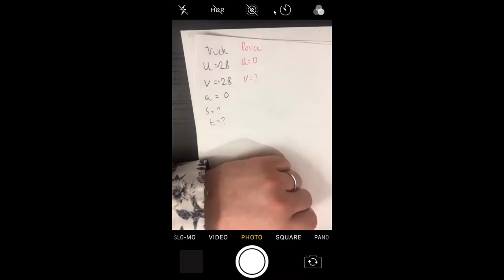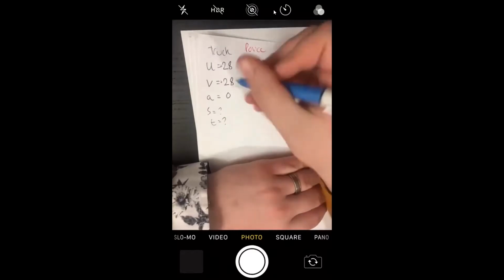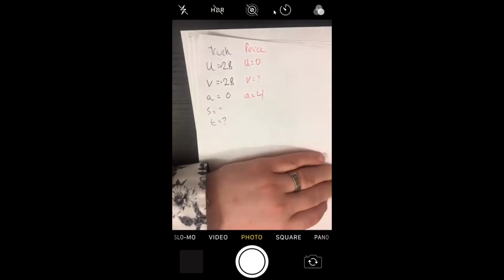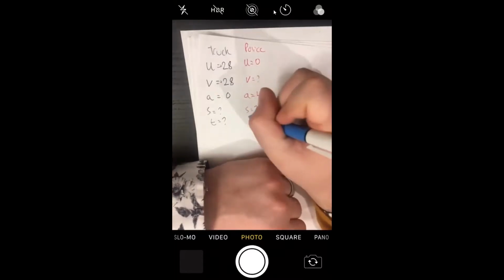You might be tempted to say, oh, its final speed is 28. Not necessarily, because remember, it's speeding up to catch up. It's actually going to have to go faster than 28 meters per second to catch up to the truck. If it was going slower, it would never catch up. We do know the acceleration. The acceleration is 4. We also don't know S, and we don't know T.